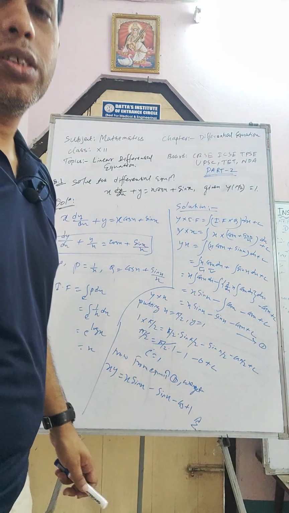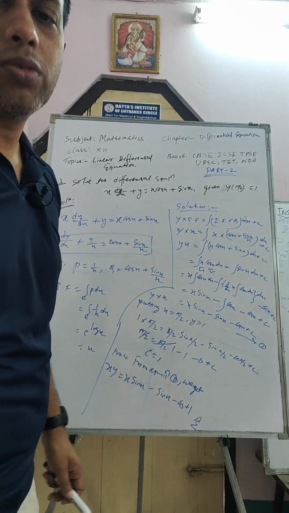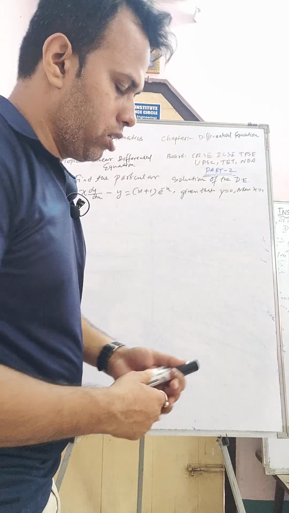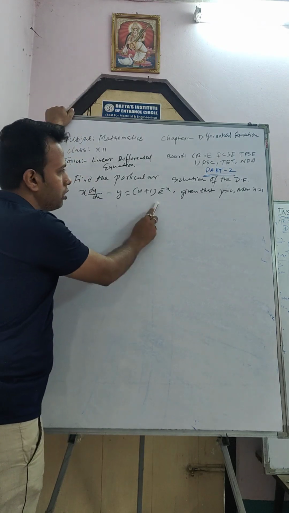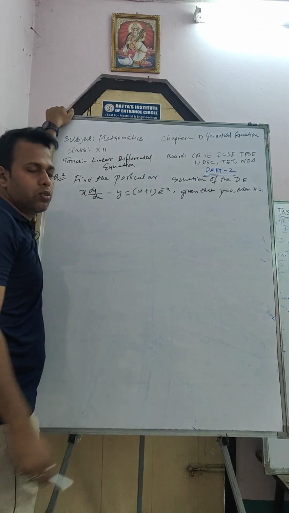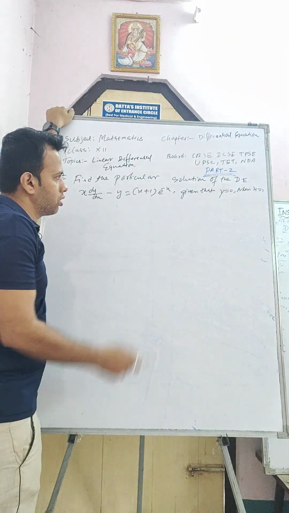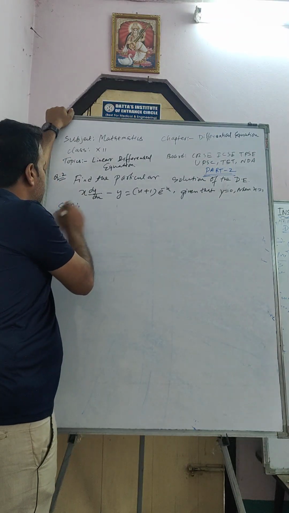Okay, I hope all of you understand this one. So our next question, question number 2, is like that: find the particular solution of the differential equation, given y equals 1 when x equals 1 and y equals 0 when x equals 1. Okay, so let's try to solve it.